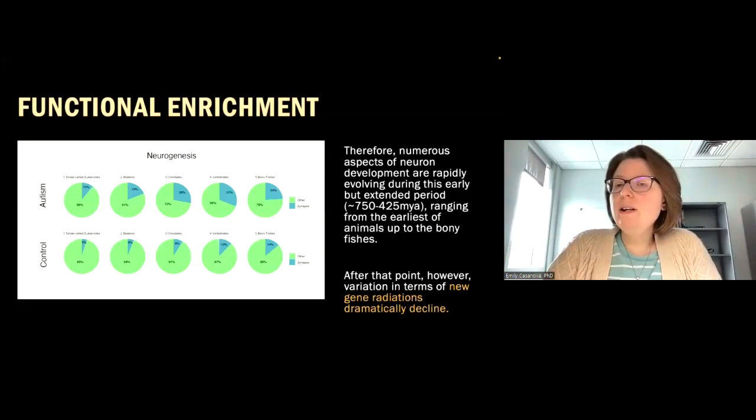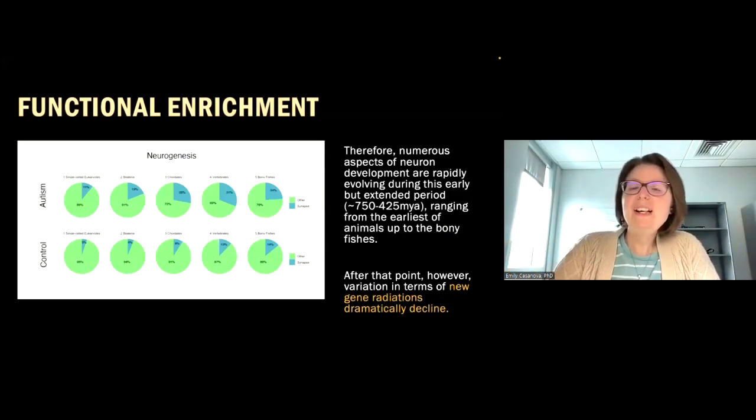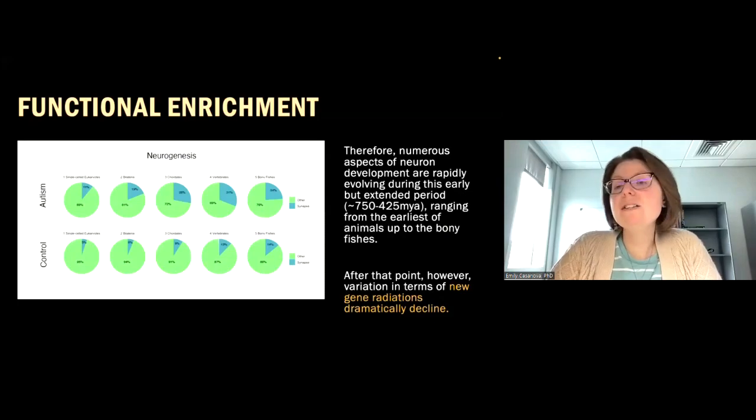All right, so this is the time period we're talking about. We're looking at 750 million to maybe about 425 million years ago. Sounds like a lot, but in an evolutionary sense, it goes by pretty quickly. But obviously a lot of stuff was happening during this time.